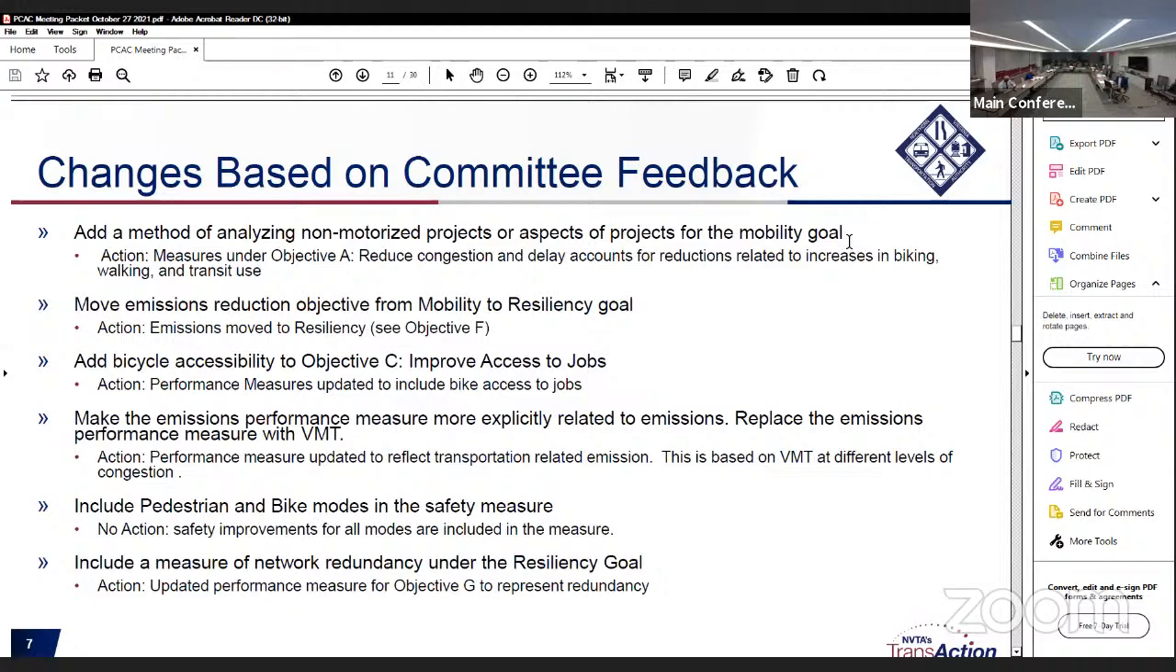On the committee feedback, let's go through some of the things we heard. First was a comment about adding a measure for analyzing non-motorized projects or aspects of projects to the mobility goal. In response, we do have measures under Objective A in terms of reducing congestion and delay. That accounts for this, since we'll be able to test bike and walk projects, and that will show up in terms of the impact on delay, as well as increase in transit use.